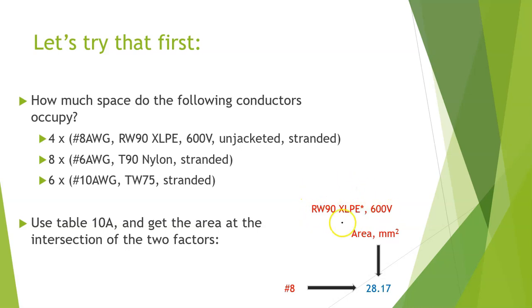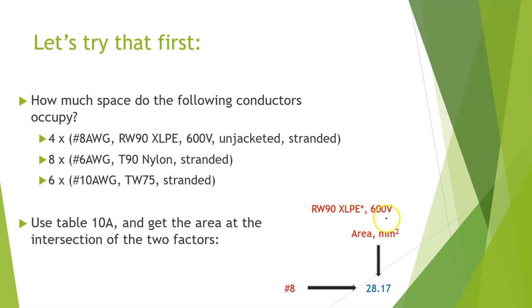How do you know that it's unjacketed? Because in the table it will just say RW90 XLPE 600 volts. Well, the way you know that that first column is for unjacketed conductors is because of the little asterisk that is beside XLPE. If you go and look at the bottom of this table, you'll notice that that asterisk is associated with unjacketed conductors.